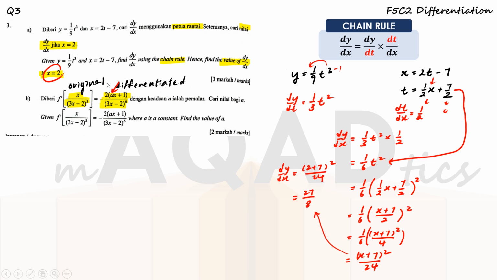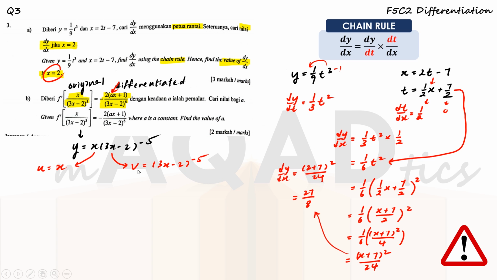Okay, so in order to find the value of a, what we can do is differentiate this original equation first. Let's let this be y. I will move this 3x minus 2 to the numerator, so the power will become -5. Let's split it into two parts. x will be u and this part will be v. The reason is because we can use a method from differentiation which is the product rule. So let's separately differentiate these two.